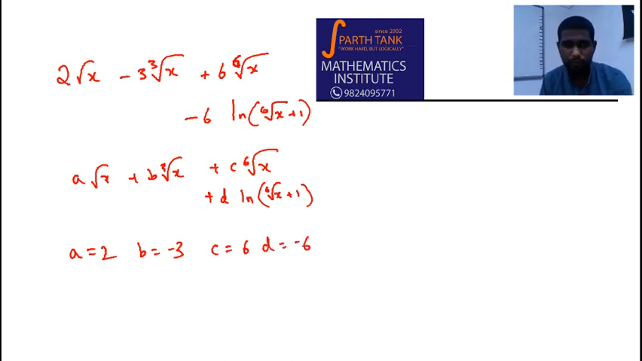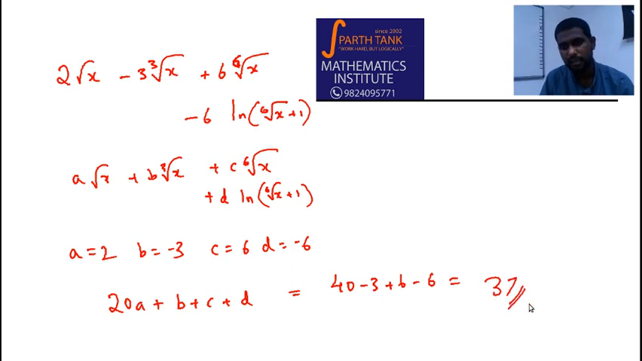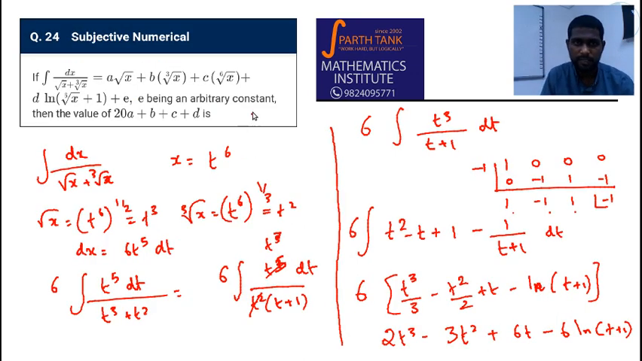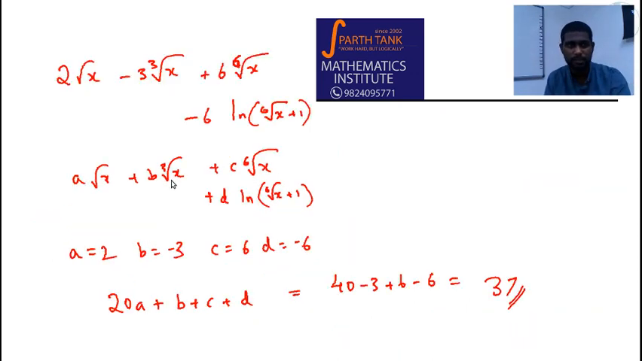So we are asked to find the value of 20a plus b plus c plus d. This would become 40 minus 3 plus 6 minus 6, which is 37. So the answer to this problem is 37. It's a very standard problem in integration. Take t power x is t power 6 and then it is solved easily.